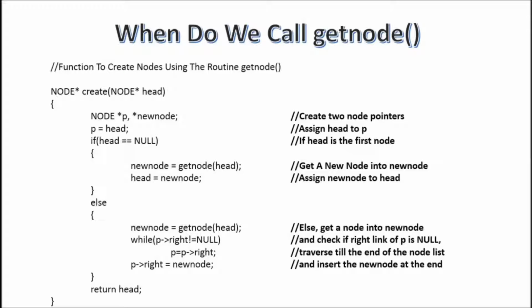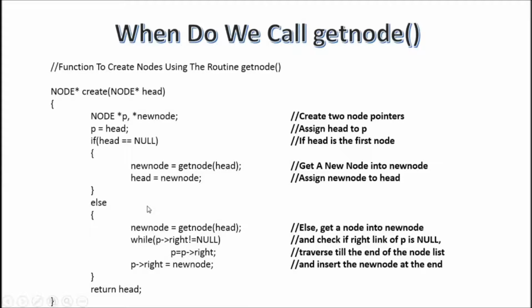And after the loop, we say P's right is equal to new node. So when this loop finishes running, we will be at the last node of the list. So at the last node, we insert a new node, or we link the last node's right link field to the new node. So that's how we basically create.